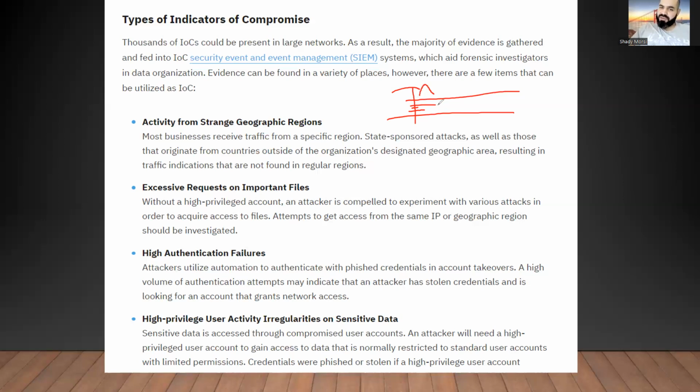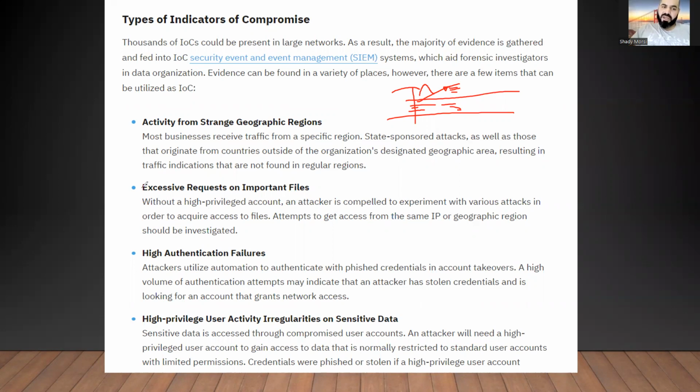So every day I deal with 3 countries. Now all of a sudden I'm getting traffic from 7 countries. Why am I sending traffic to an extra 4 countries today? So looking at these strange geographical regions can tell me if there's a compromise. Maybe one of the systems is really compromised and started to send traffic to one of these new regions.